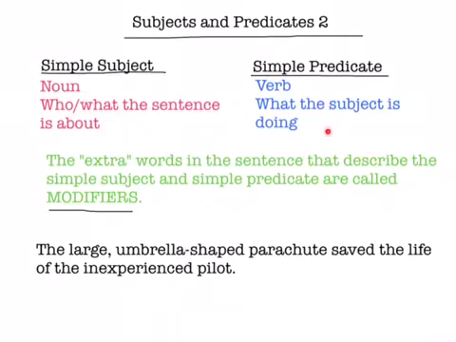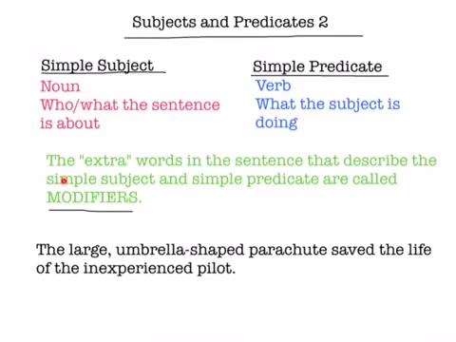The extra words in the sentence that describe the simple subject and the simple predicate are called modifiers. The word to modify means to change, so they change the sentence by adding additional detail. Let's look at the example below. In the example below, we have the sentence, "The large umbrella-shaped parachute saved the life of the inexperienced pilot."